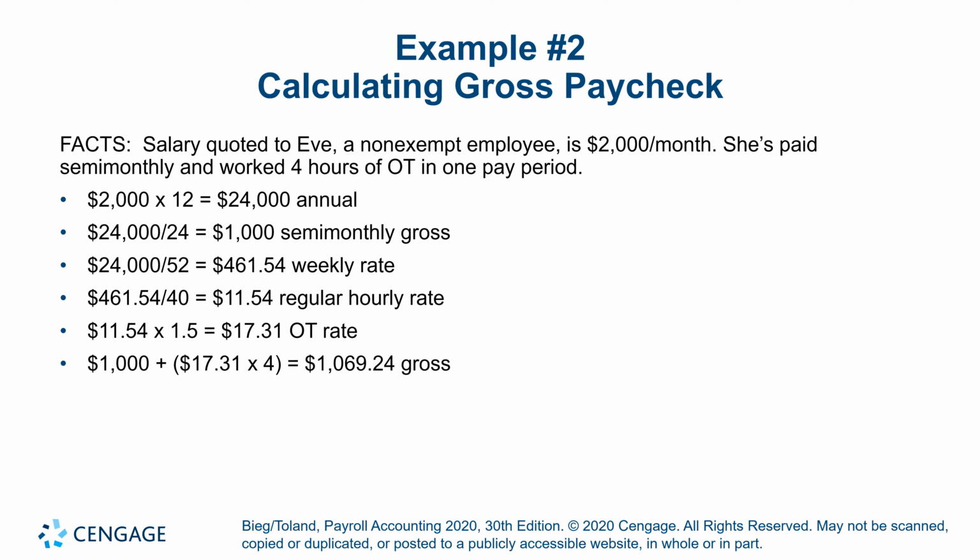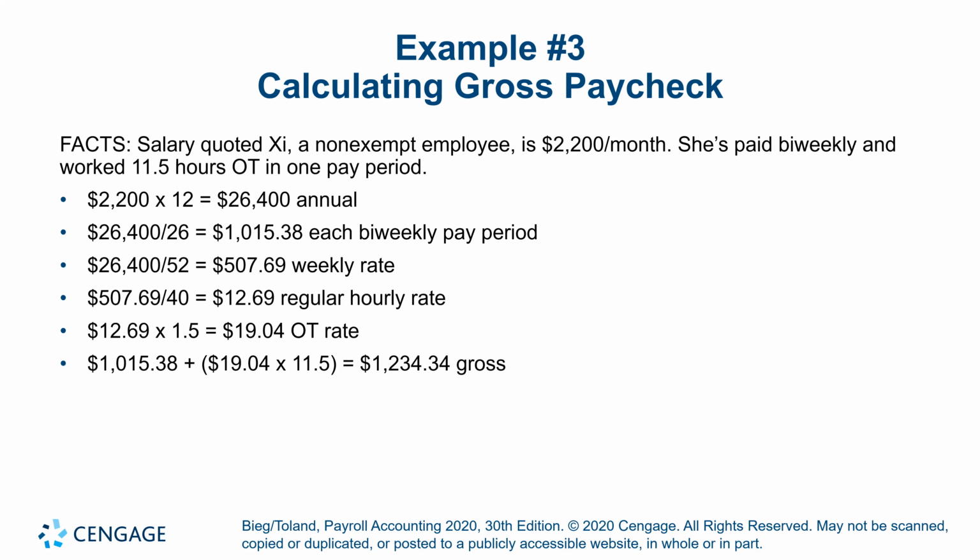So when we think about regular wages, they are based off those semi-monthly $1,000 semi-monthly gross pay. But then when we calculate overtime, overtime is based on, you know, breaking it down per week and then per hour, like we've done before.